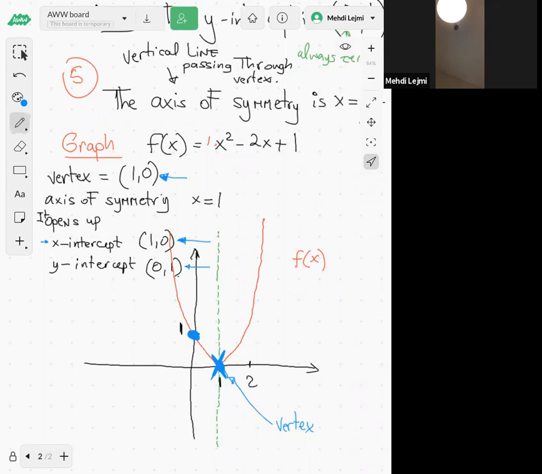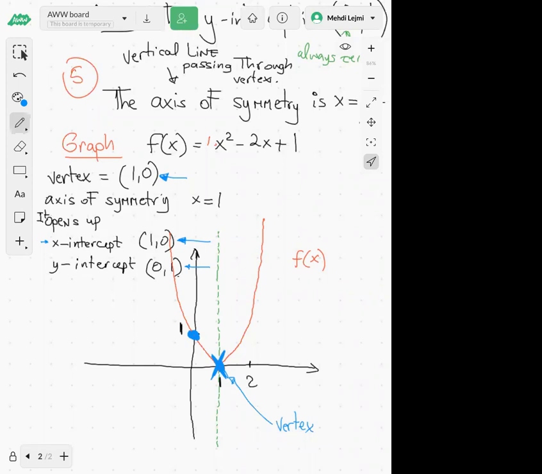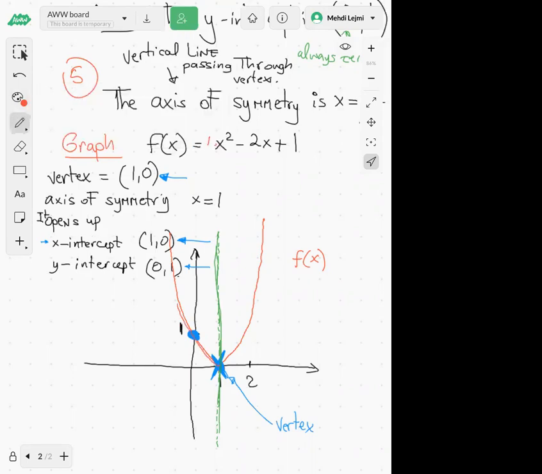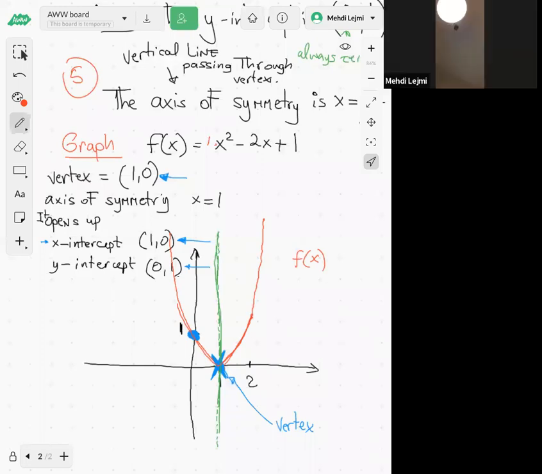Because it's supposed to be symmetric about this line here passing through the vertex, right? This line is like a mirror. So you start from the vertex, you know it opens up, so you go up. If you go up to this side here, of course you have to go up on the other side here. Once you get to the vertex, pretty much the other side is going to be the same. Yeah, absolutely.